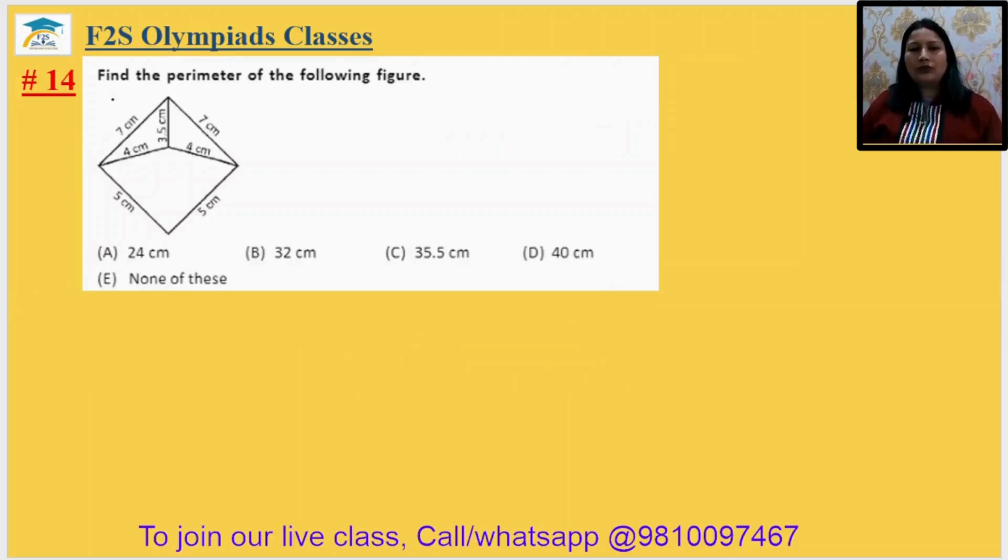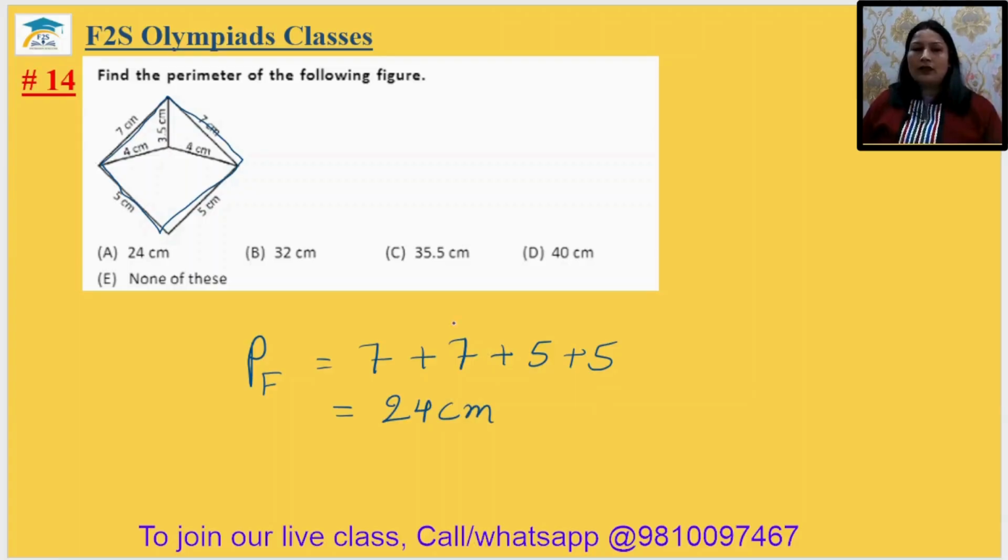Question number 14. Find the perimeter of the following figure. You should know perimeter of any figure is the length of the outside boundary only. Outside boundary means this and this only. So that's why perimeter of the figure will be 7 plus 7 plus 5 plus 5. After addition, you will get 24 centimeter. It is in option number A. The 14th answer is option A.